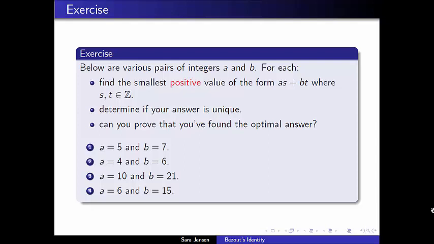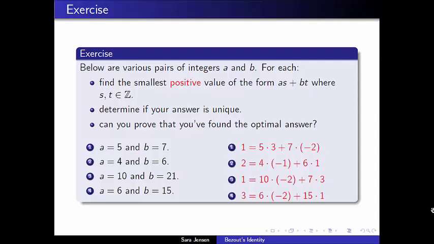Then I'd like you to think about 2 things. First of all, is your answer unique? And second of all, can you actually prove that the answer that you found is optimal? So take a minute, pause the video, play around with these integer linear combinations of the a and b values that I've given you. For example, 5 times 0 plus 7 times negative 1, or something of that nature. Play around and see what the smallest positive value is that you can come up with for these 4 examples.